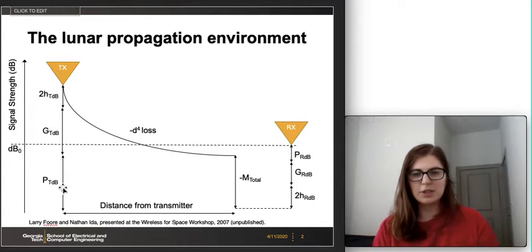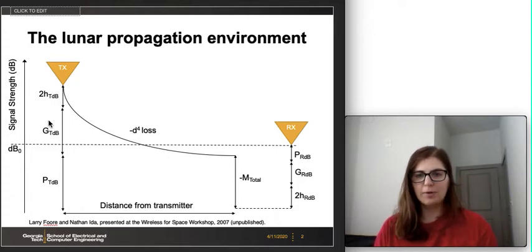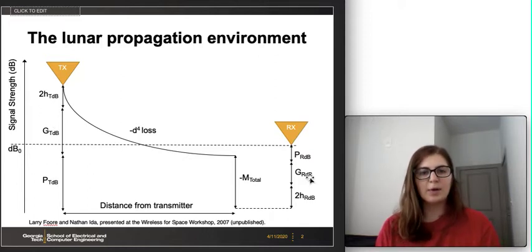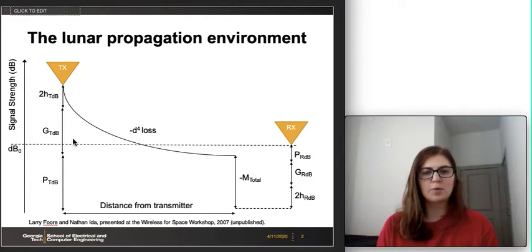So the transmission antenna has three main factors that are contributing to signal strength. The first being the power transmitted by the antenna, the second being the gain, which is the relationship between the efficiency and the directivity of the output radiation from the input power, and the height of the transmission antenna. And then we have the same sort of thing going for the receiving antenna with the height, the power, and the gain.